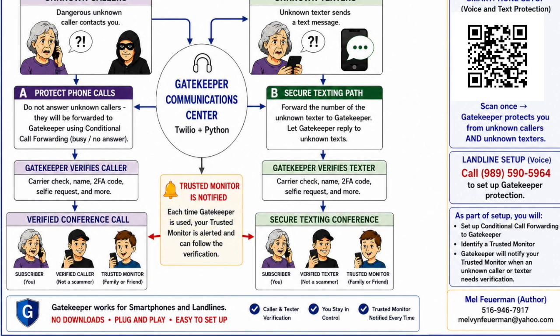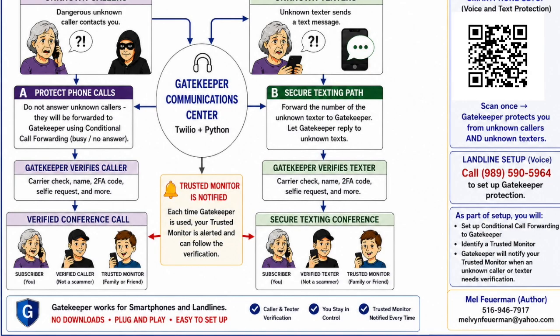A carrier check basically means Gatekeeper asks the phone network if the number matches the caller's name or any known info. It's a way to catch suspicious or spoofed calls, so if something doesn't line up, Gatekeeper knows to be extra cautious before letting that caller through.